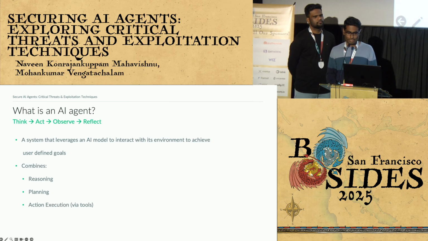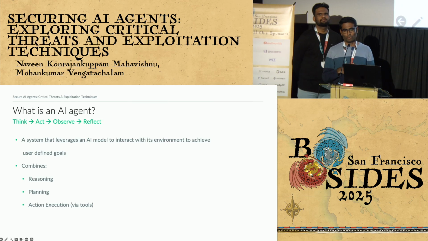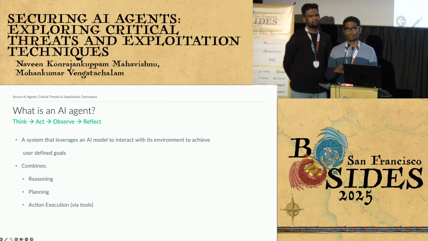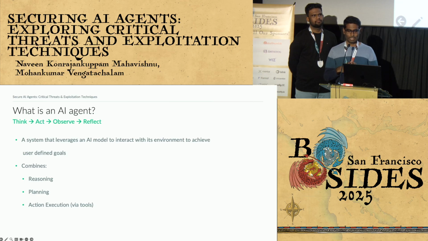So let's look at what AI agents are. At a high level, an AI agent is a system that uses a model, often an LLM or large language model, to interact with its environment to achieve a goal that is defined by the user. But it's not just about responding to prompts. Agents go further. At a high level, they combine three capabilities. The first one is reasoning, in which they analyze context, break down problems, and make decisions. The second one is planning. They figure out the steps and strategies to reach the goal. And then action execution, which includes calling the tools, APIs, and systems they actually need to carry out these steps. So again, an AI agent is not just an AI model; it is an intelligent system capable of thinking, planning, and executing on users' behalf.